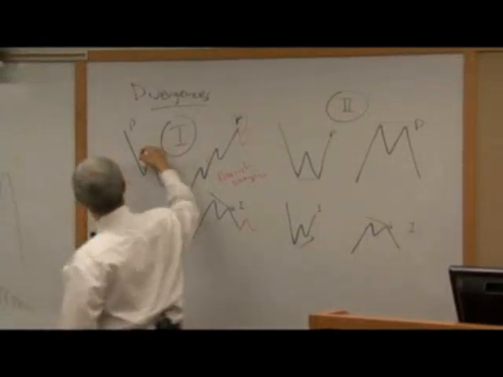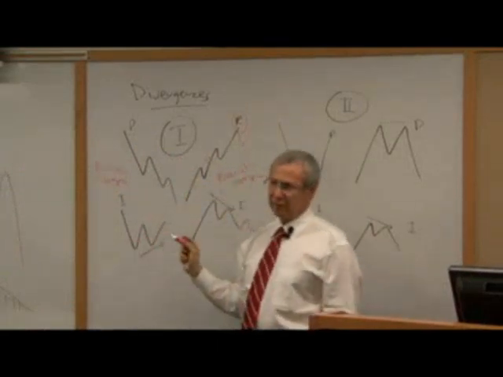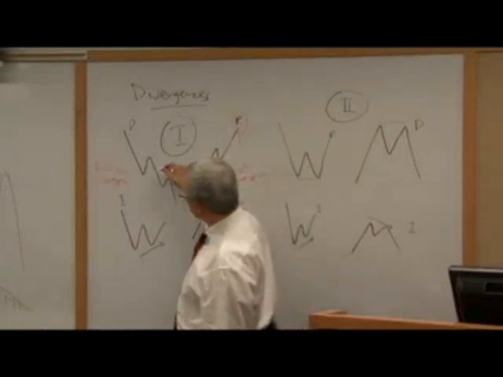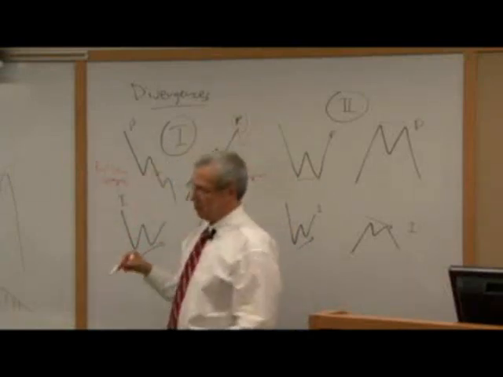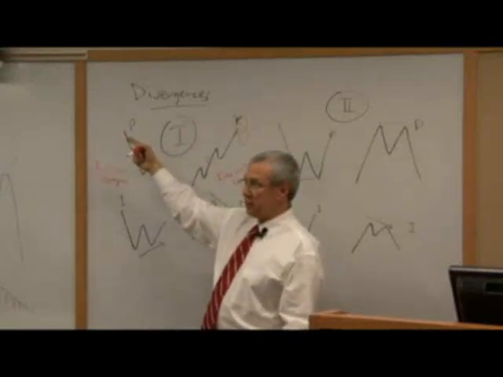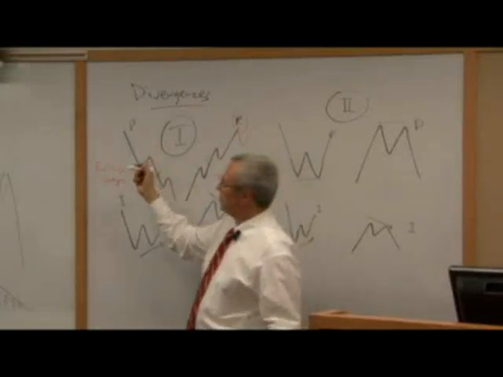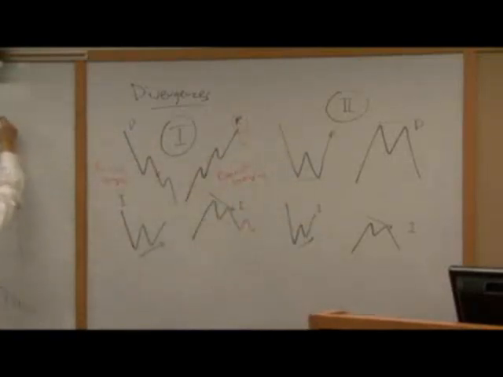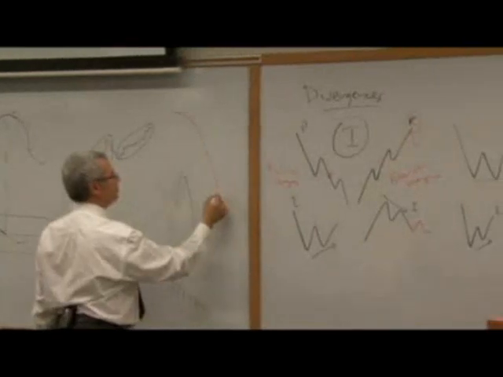Prices make lower lows, but our indicator makes a higher low. This sell-off was harder to achieve than this one. You might think about the S&P, the Dow, whatever market average you're looking at, September, October. Recent history, kind of a watershed.